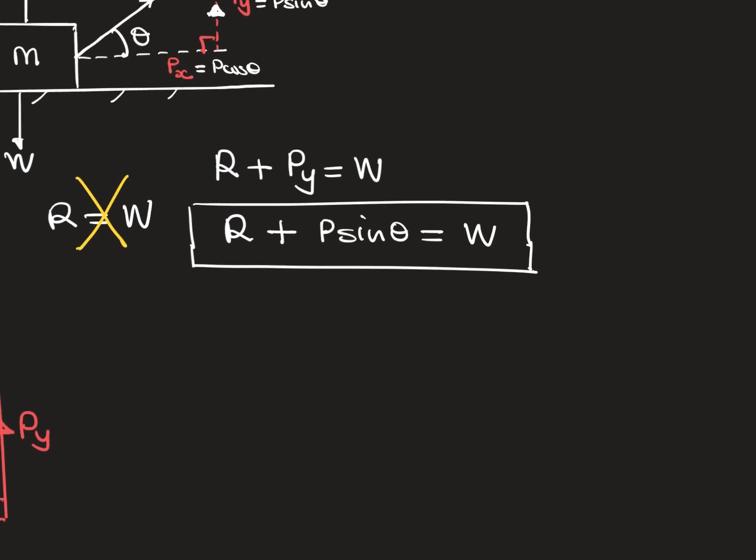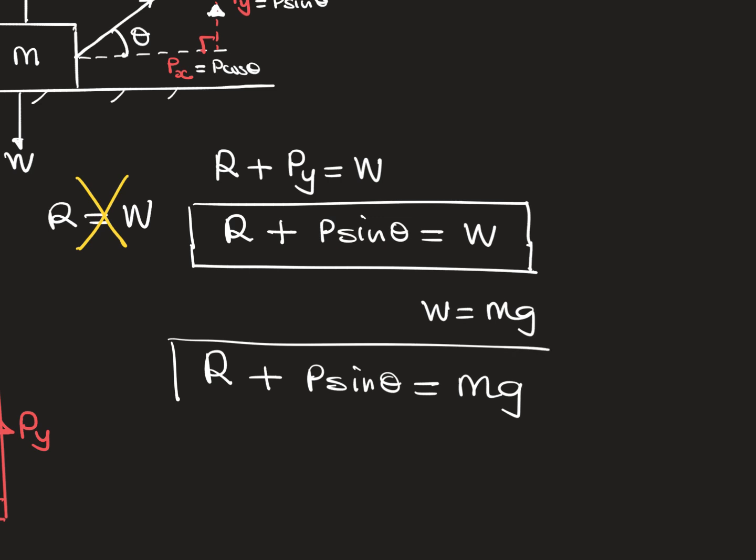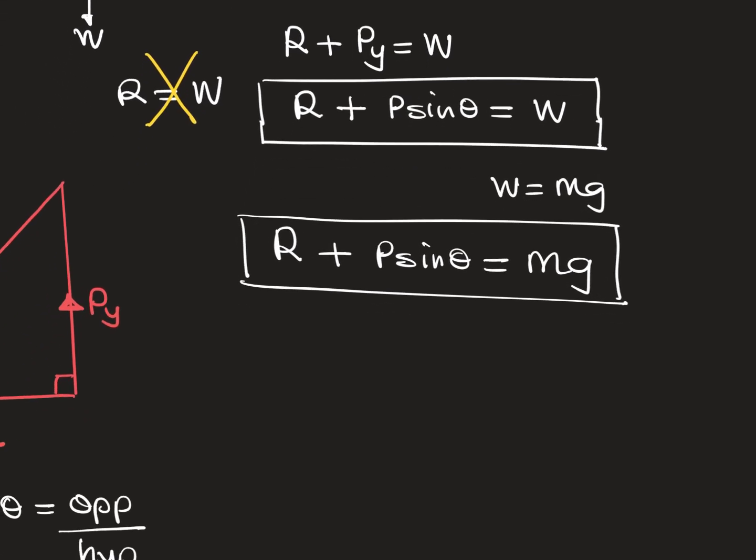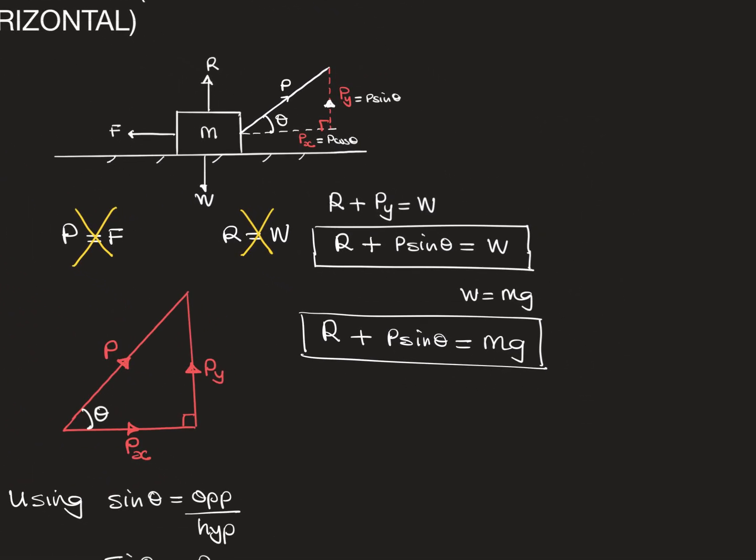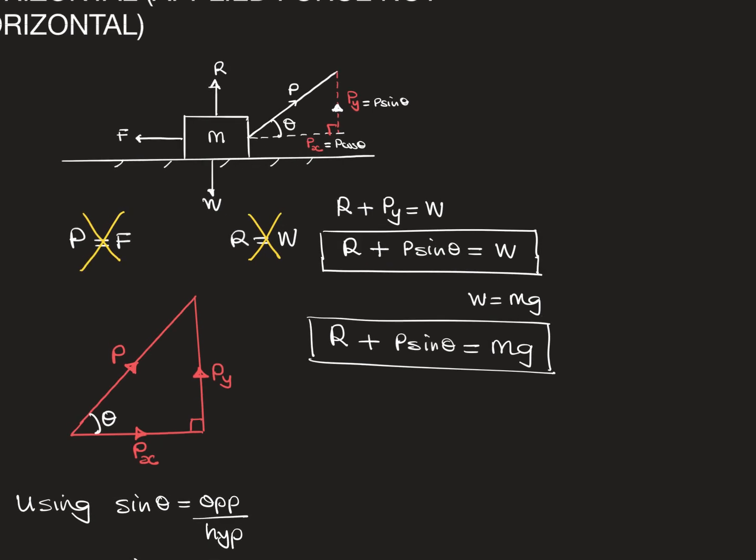But we know that weight is equal to mass times gravity. So therefore we can say R plus P sine theta is equal to mg. This is also important. So as you can see, for a situation like this, R is not directly equal to the weight, but R plus P sine theta is what is equal to the weight. And if this body is in equilibrium, that is, if it is at rest, then we can say that P cos theta is equal to the frictional force.